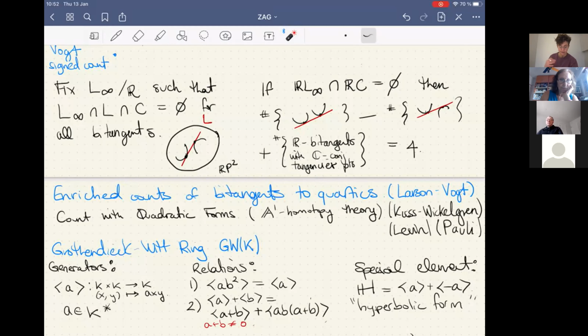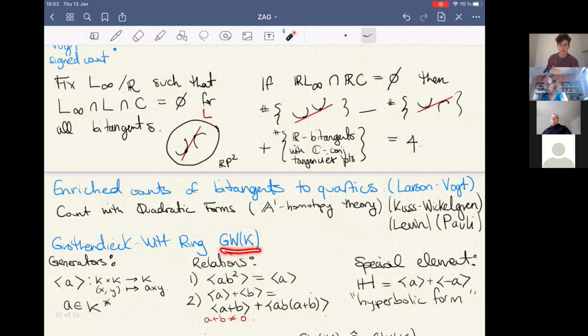So yeah, the idea is to assign to the things that you're counting in your enumerative problem, not a number, but a quadratic form. So quadratic forms as in elements of the Grothendieck-Witt group. So what are the generators of this Grothendieck-Witt ring? It's generated by every non-zero element A of your field K. You get one quadratic form of rank 1 by just taking the form that pairs x and y together to give A times xy. Okay.